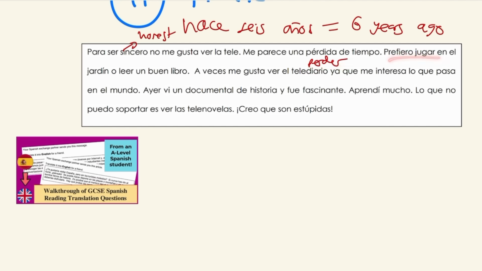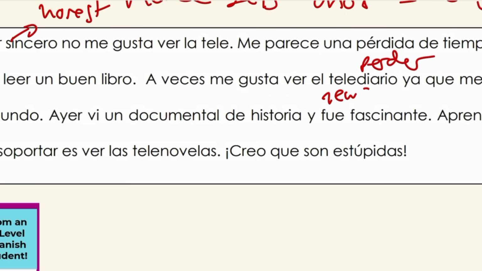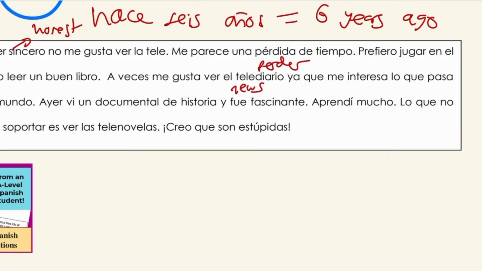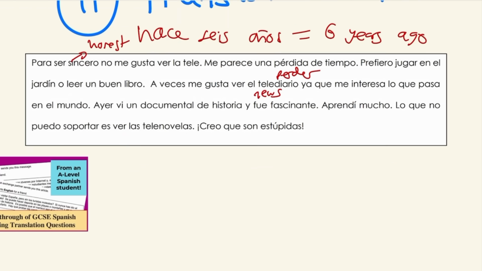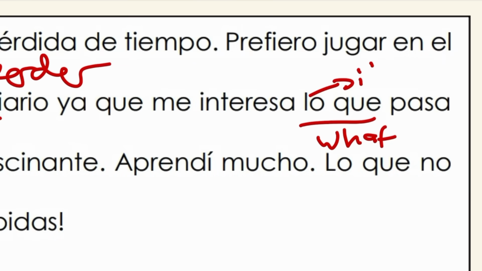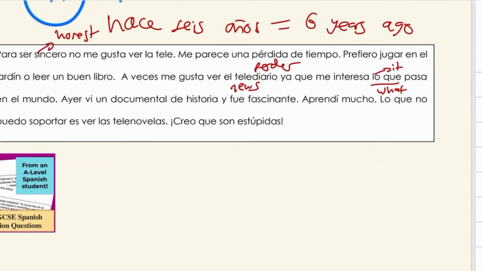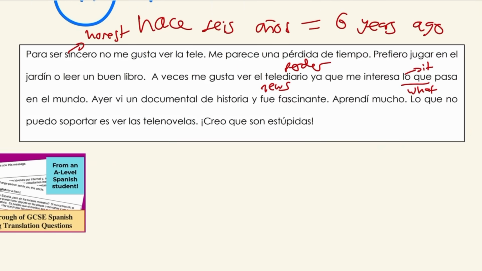I prefer to play in the garden or read a good book. Sometimes I like to watch, telediario is the word for news, just like we've got noticias. This also means like the news. Because, ya que, it interests me. Lo que here is what. If you see lo que, it normally just means what. So what happens in the world. Normally, lo means it, but lo plus que is saying what. So it interests me what happens in the world.